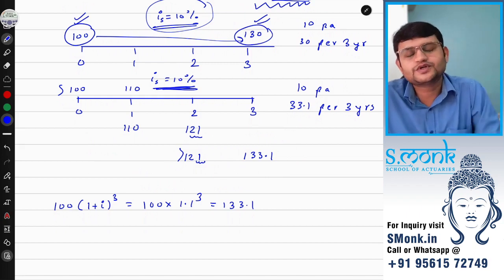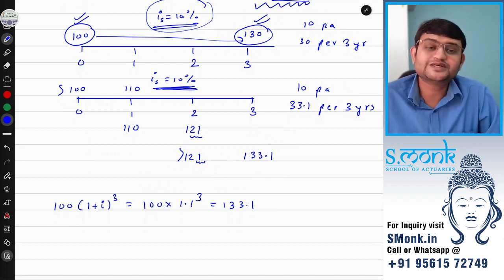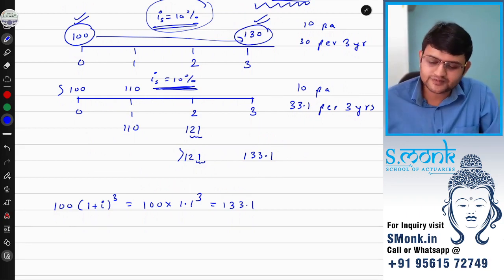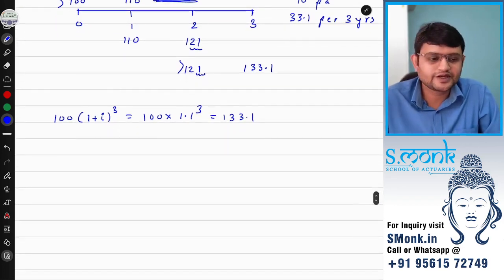That is why most of the times you are going to see compound interest, but still we are going to see simple interest sometimes. Okay. It's comparatively less, but it is still present. Simple interest is still present.